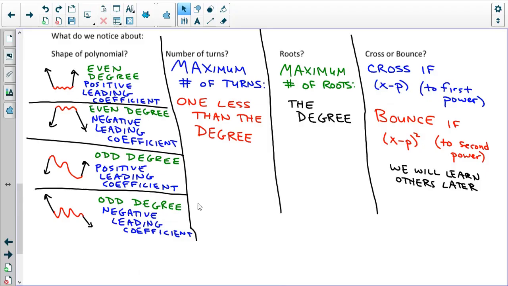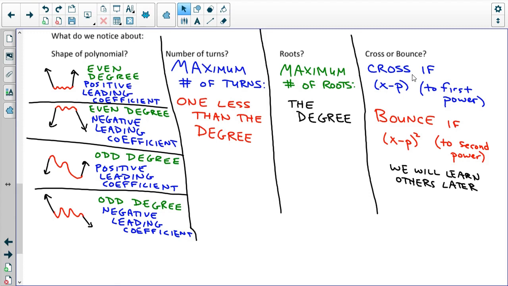So these are all things that we can kind of summarize here. The shape of the polynomial, if the degree is even, then they go in the same direction, the end behavior. If it's a positive leading coefficient, they both go up. Negative leading coefficient, they both go down. If it's an odd degreed polynomial, the end behavior goes in opposite directions, as shown on the screen. The maximum number of turns is 1 less than the degree, and the maximum number of roots or maximum number of x-intercepts is equal to the degree. Notice I put the word maximum because it's possible that I could have fewer of those in certain circumstances, but these are the maximum amount.